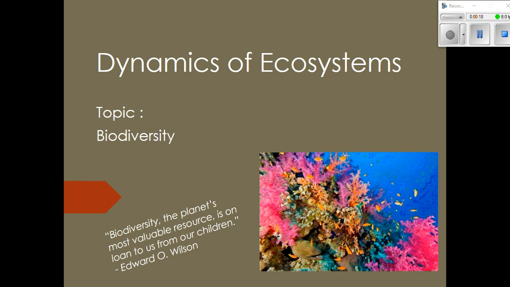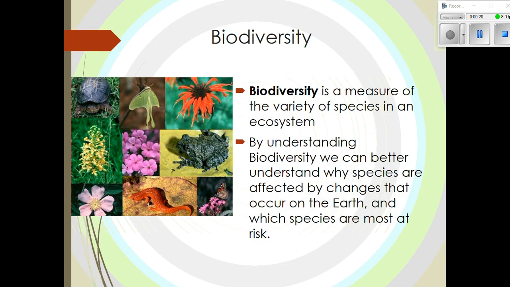So what is biodiversity? Well, the word is actually made up of two words: biological, from bio, which means living things, and diversity, which talks about a great variety of living things. So biodiversity tells us how much variety we have of species in a system. It also talks about the variety we have of ecosystems, the variety we have even of genetics within a species. If we can understand biodiversity, we can understand why species that are affected by changes occur on the Earth and which species are most at risk.